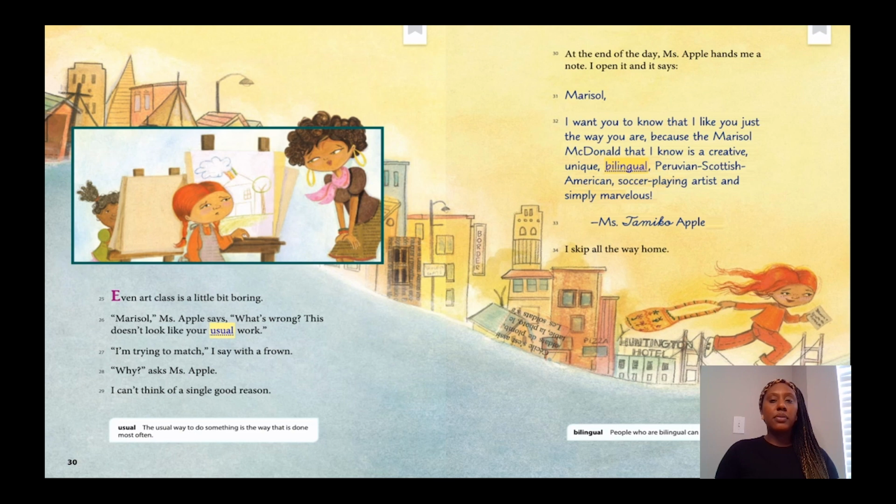At the end of the day, Miss Apple hands me a note. I open it and it says, Marisol, I want you to know that I like you just the way you are. Because the Marisol McDonald that I know is a creative, unique, bilingual, Peruvian, Scottish, American, soccer playing artist and simply marvelous. Miss Tomika Apple. I skip all the way home.